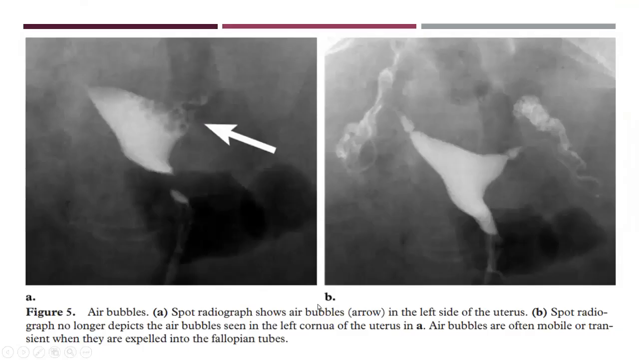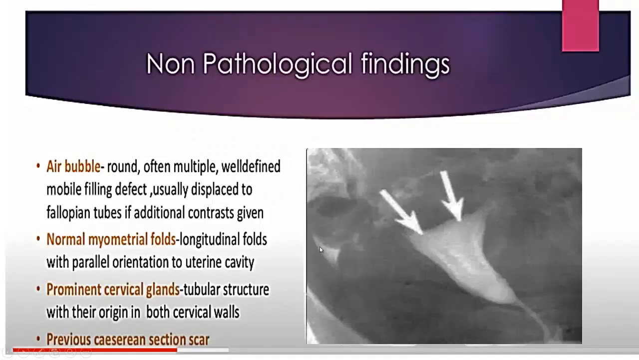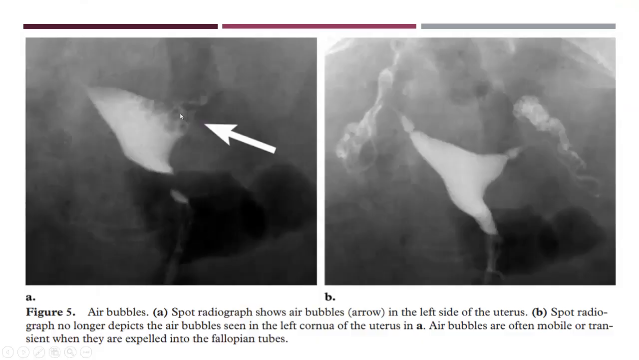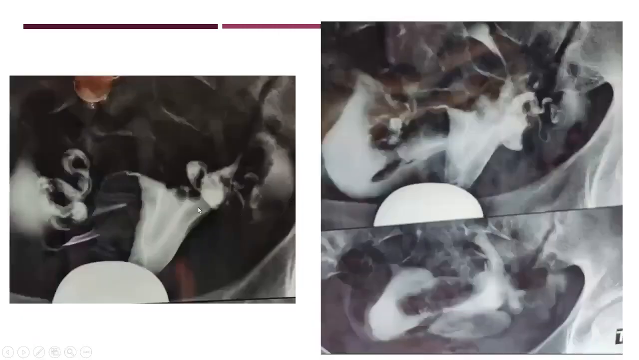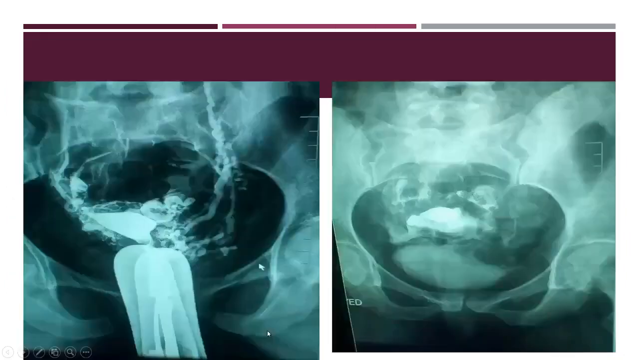Prominent cervical glands, like here; this is air bubbles also. We have prominent cervical glands and the appearance of a previous cesarean section. This is air bubbles. Here, when injecting more contrast, they pass to the fallopian tubes. Okay, this is the typical air bubbles. Here also there are air bubbles, and this is the double wall fold of the endometrial cavity. But there is homogeneous smearing of the peritoneal folds.